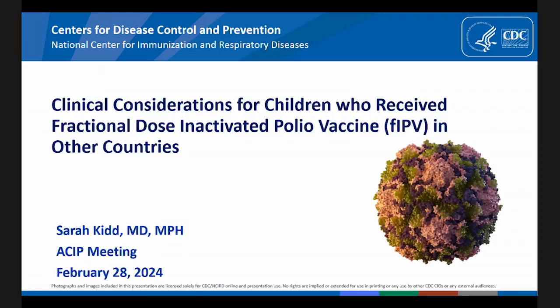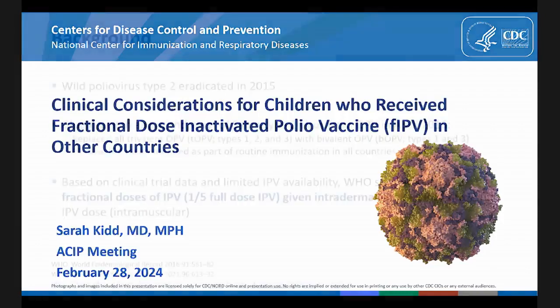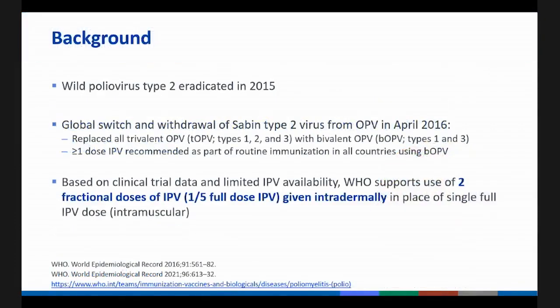Thanks, yes. So the next topic is fractional IPV doses that are administered in other countries. So wild poliovirus type 2 was eradicated in 2015. That's wild poliovirus. And that prompted a global switch in April 2016, during which all the Sabin type 2 virus was withdrawn from routine immunization. And countries that were still using OPV in routine immunization replaced trivalent OPV with bivalent OPV that contained only types 1 and type 3 virus.